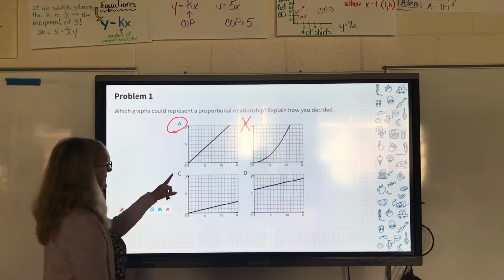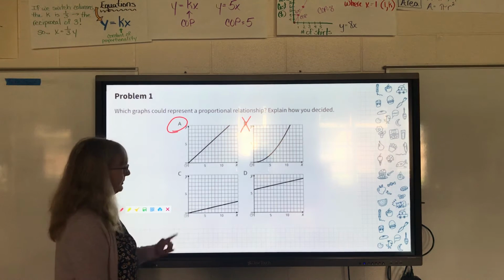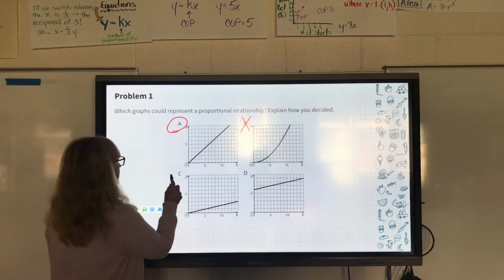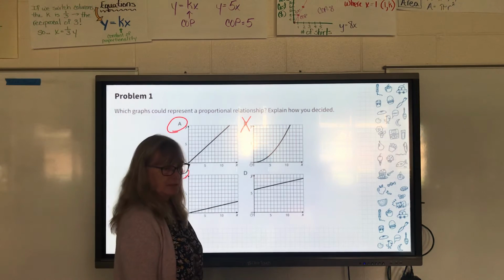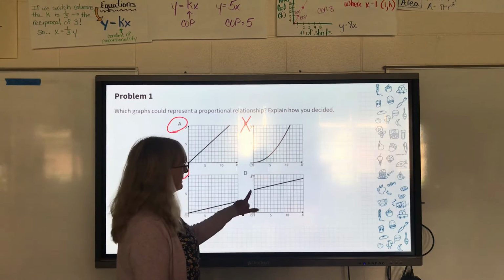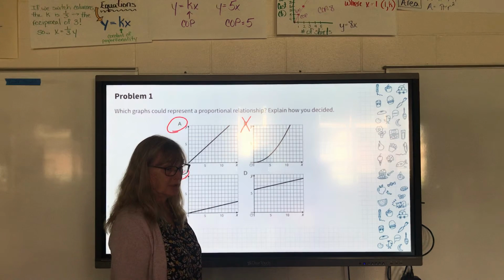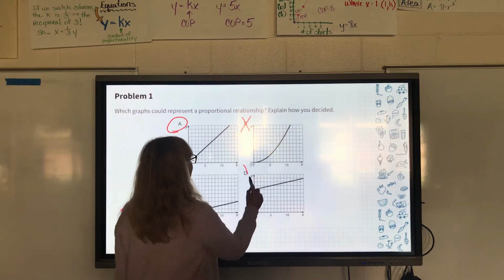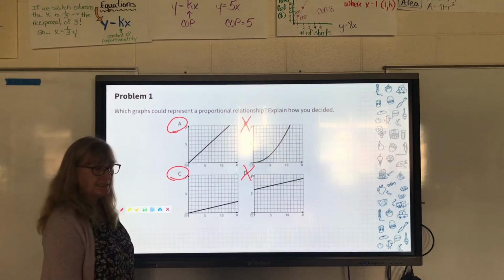All right, C. Is it linear? Yes. Does it go through the point of origin? Yes. So that one is proportional. D. Is it linear? Well, yes, it is. It's a straight line, but does it go through the point of origin? No. So it is not. So the correct answer for number 1 is A and C.